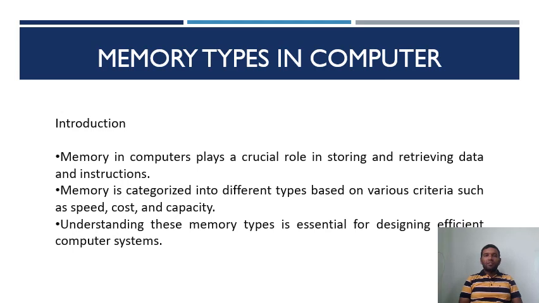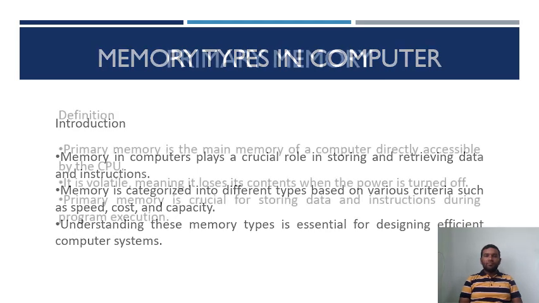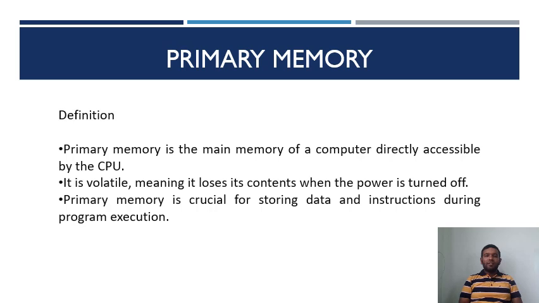This was about memory types in computer. Now let us look at primary memory. What is primary memory? What is the definition of primary memory? Primary memory is the main memory of a computer directly accessible by the CPU. It is volatile, meaning it loses its contents when the power is turned off. Primary memory is crucial for storing data and instructions during program execution. This is the definition of primary memory.